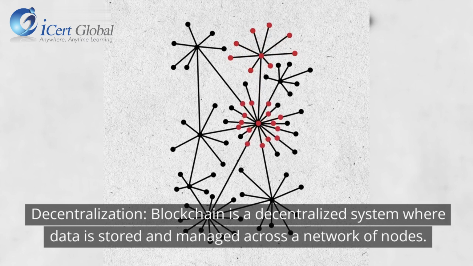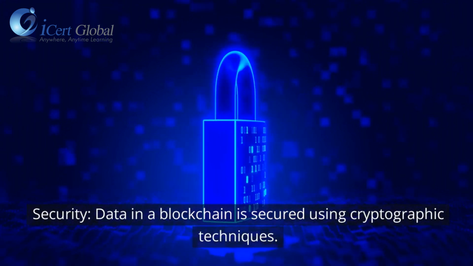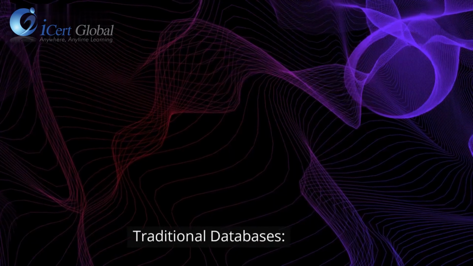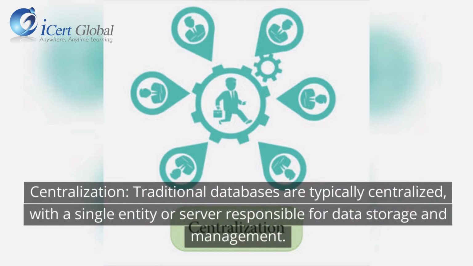Blockchain. Decentralization. Blockchain is a decentralized system where data is stored and managed across a network of nodes. Security. Data in a blockchain is secured using cryptographic techniques. Traditional databases. Centralization. Traditional databases are typically centralized, with a single entity or server responsible for data storage and management.